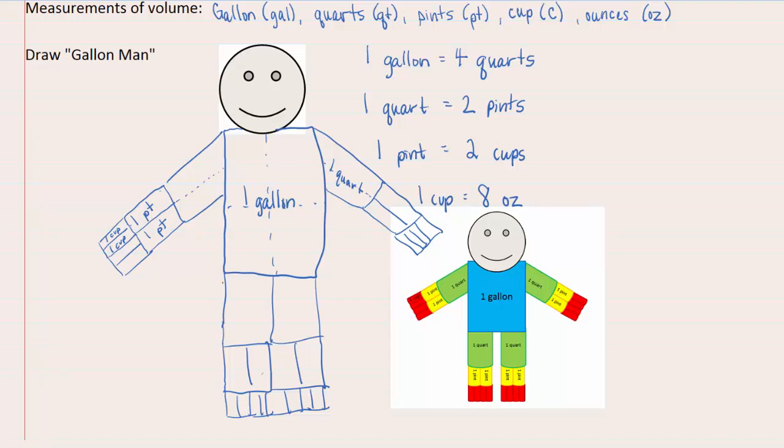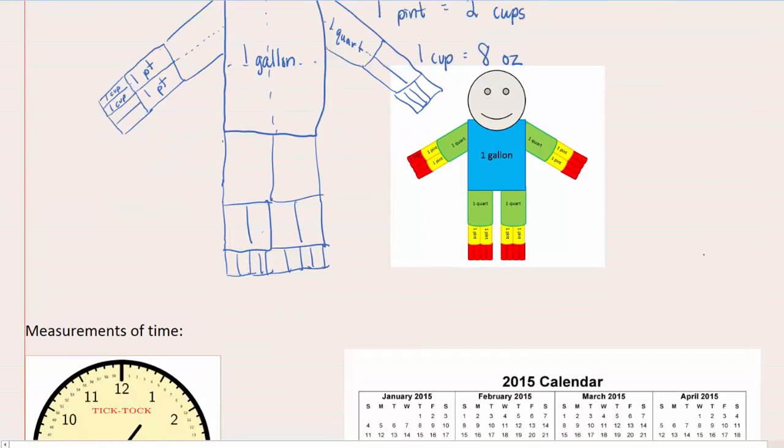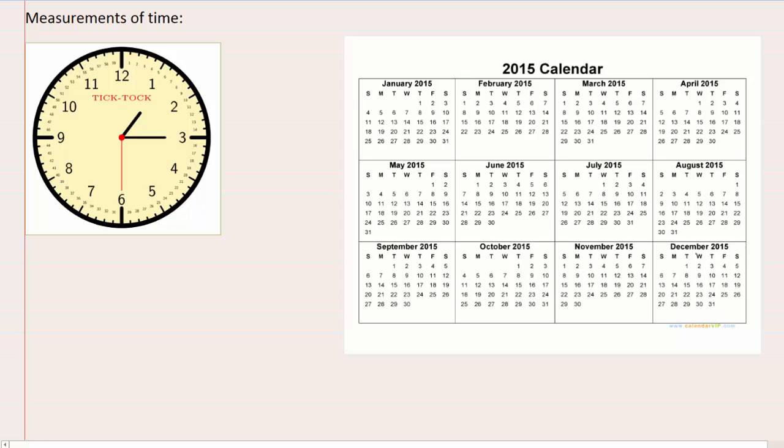Now that we learned about the measurements of both length and volume, let's look at the universal measurement of time. The measurements of time from longest to shortest are years, months, weeks, days, hours, minutes, and seconds.